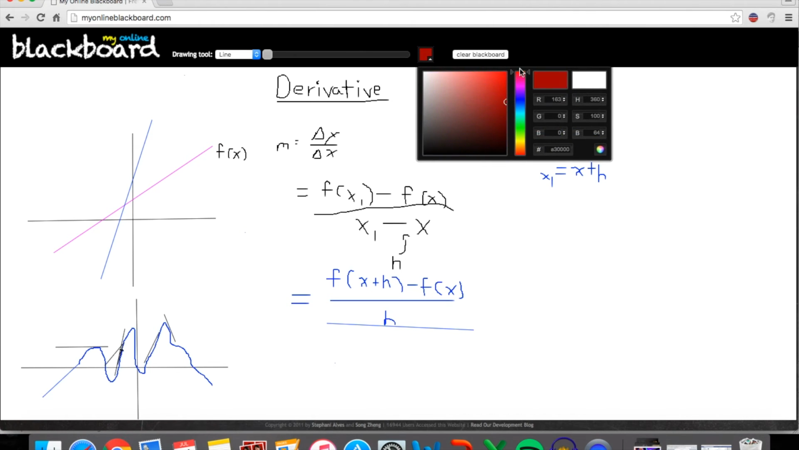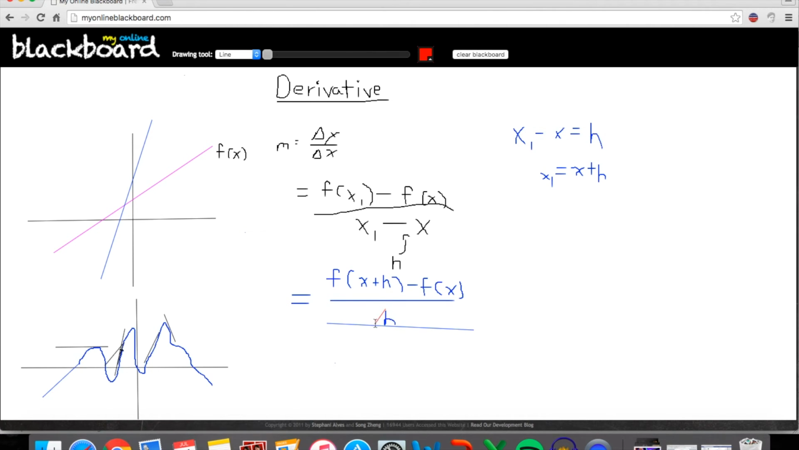But I want to know what happens if this change in x, this h, gets very, very, very small. Instantaneously small, in fact. So we're going to rewrite this as a limit. The limit as h approaches 0 of f of x plus h minus f of x, all over h. And in short, this is the definition of the derivative.